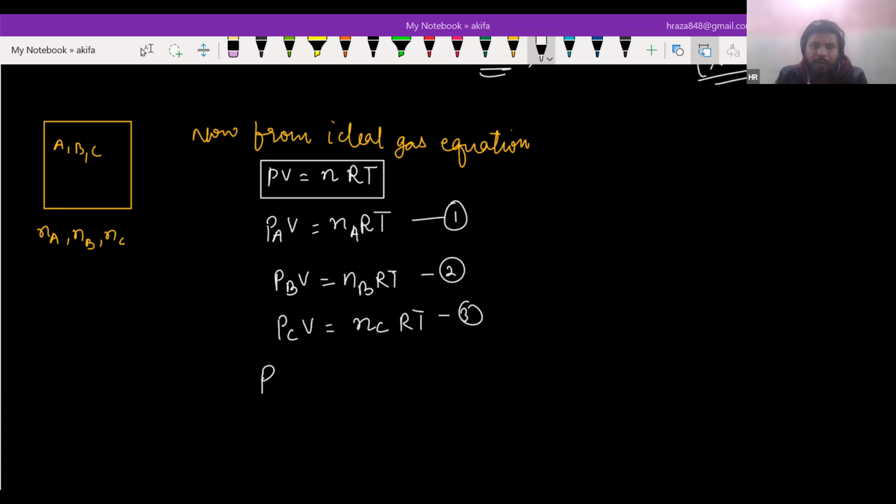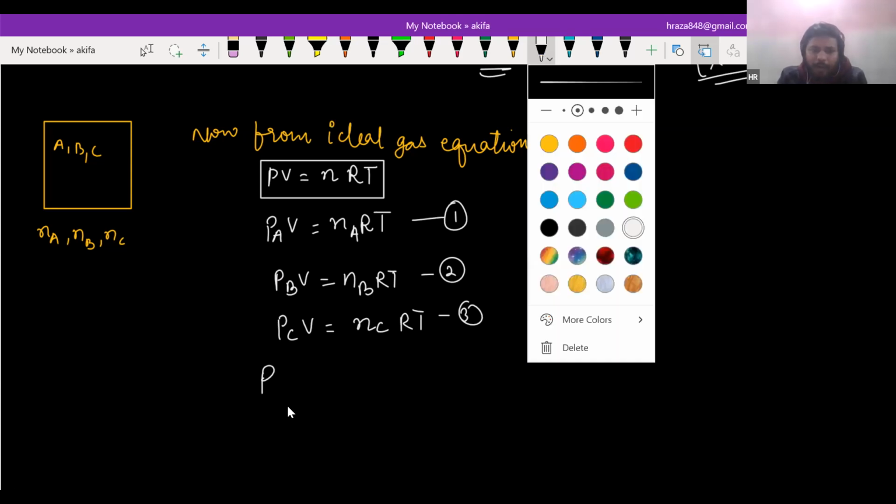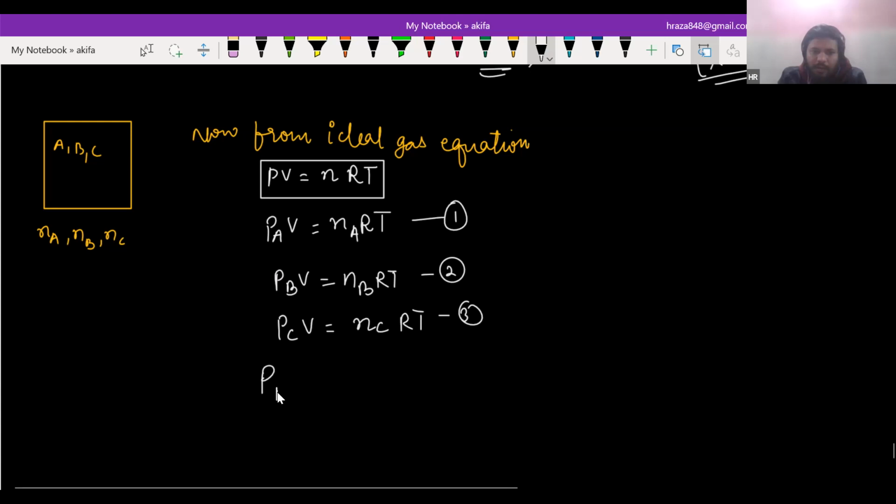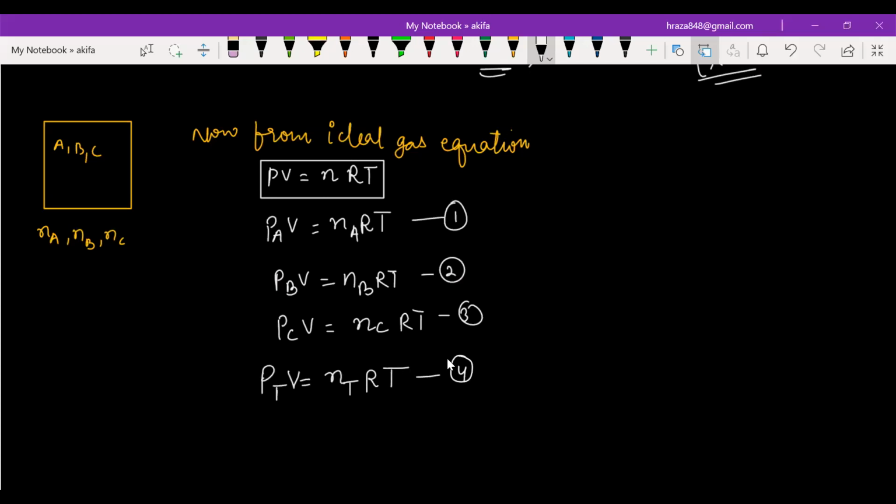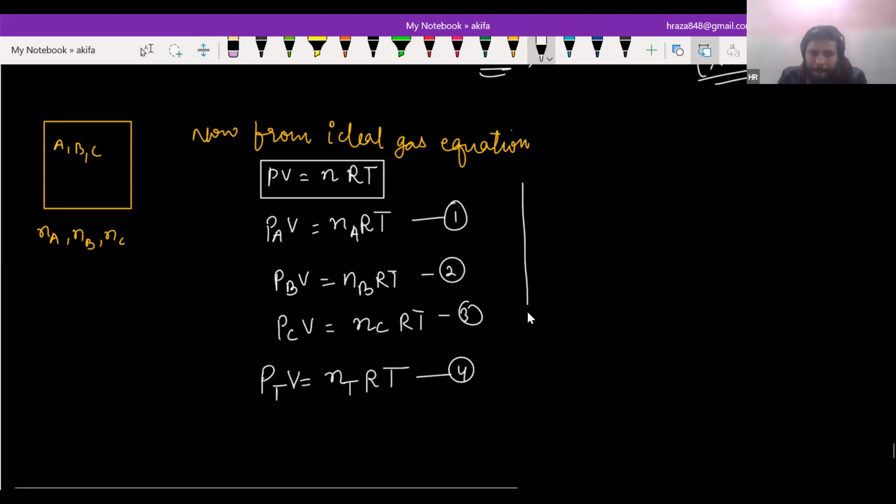NCERT. Okay, now come to the point. I'm going to apply here total pressure. PT into V will be equal to total number of moles of gas into R into T. Can I write this? Yes. Now coming to the main point. So this is PTV is equal to NTRT.